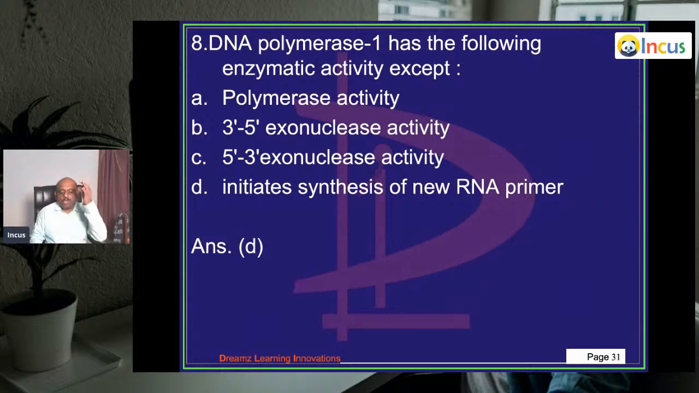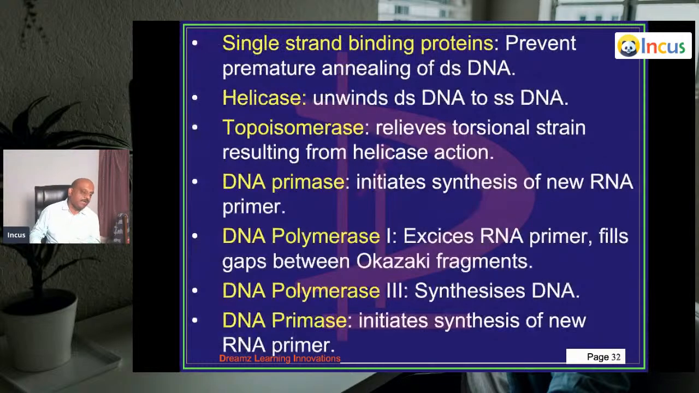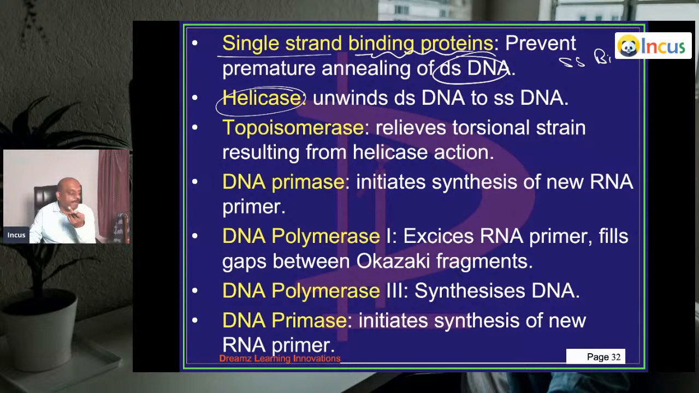So DNA polymerase 1, it is the one which initiates the new RNA primer, is what you need to remember. So basically, there are a lot of SS binding proteins, single strand binding proteins. They prevent the premature annealing of the double-stranded DNA. Helicase का काम क्या है? It unwinds the double-stranded DNA into single-stranded DNA.